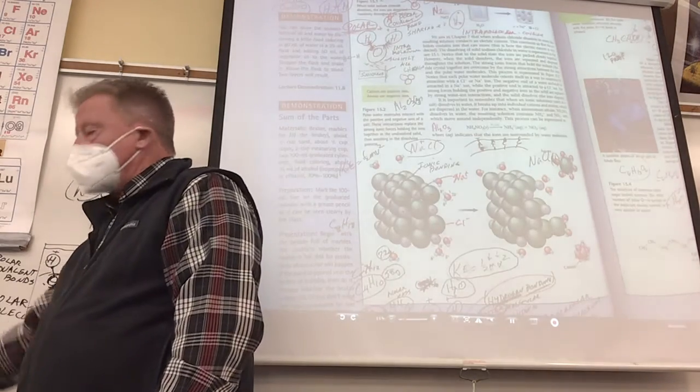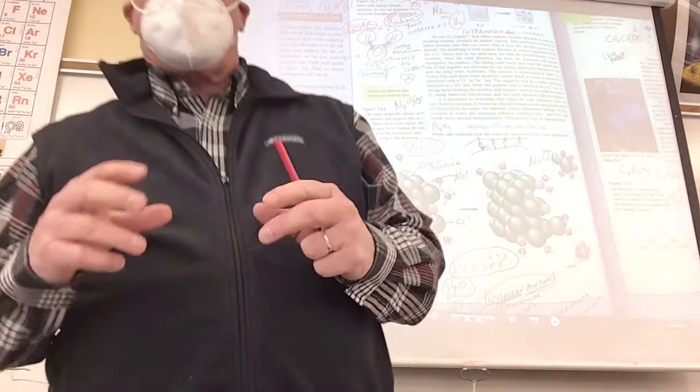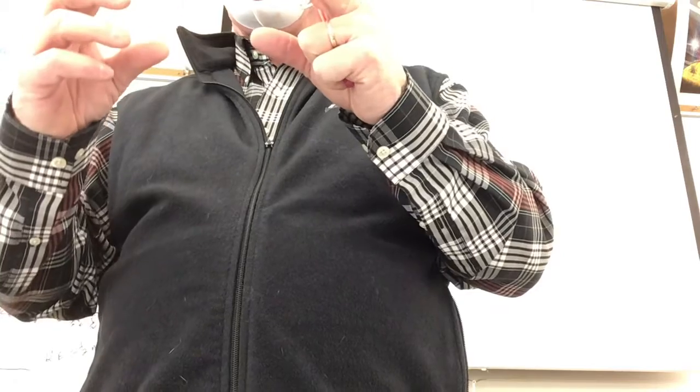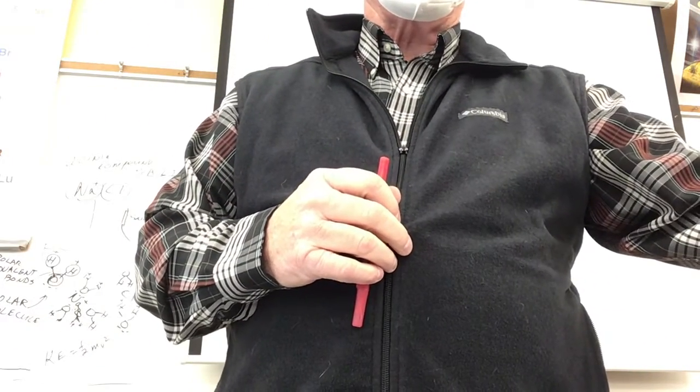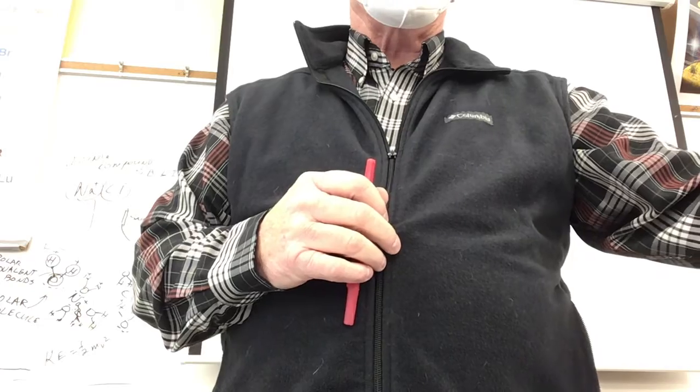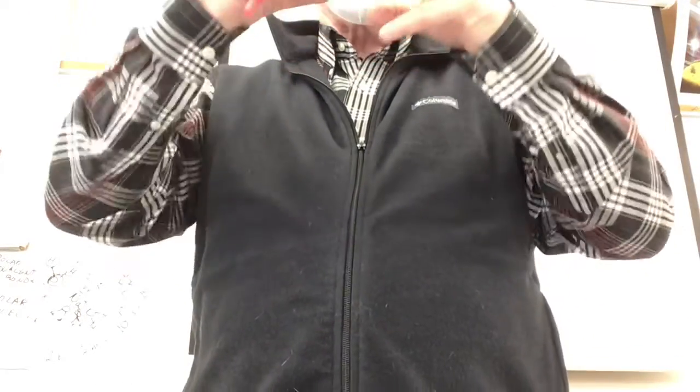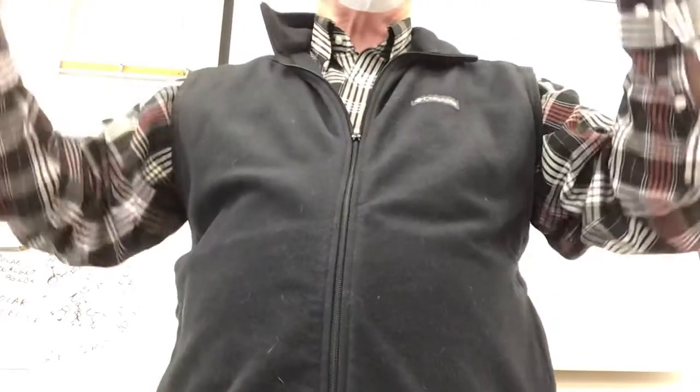Now, hydrogen bonding, even though it's weaker than covalent bonds, what if you had 1,000,000 hydrogen bonds in a drop of water? If you had a couple million hydrogen bonds, that would really hold it together, wouldn't it? And water is really not supposed to be a liquid at this temperature. But hydrogen bonding doesn't allow them to escape and turn into a gas.